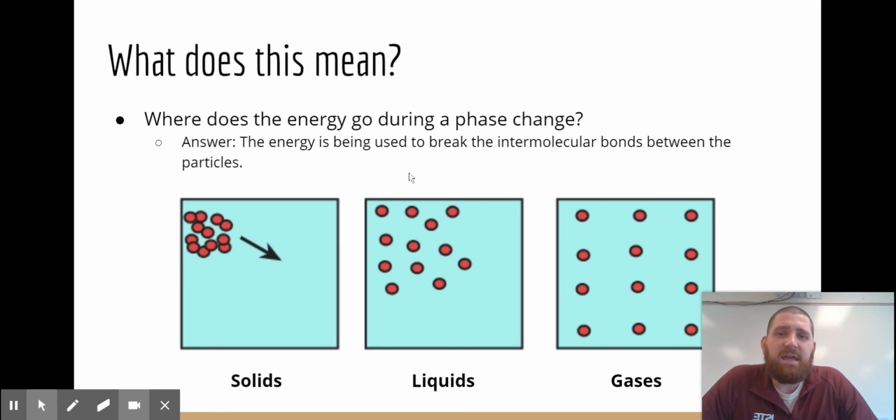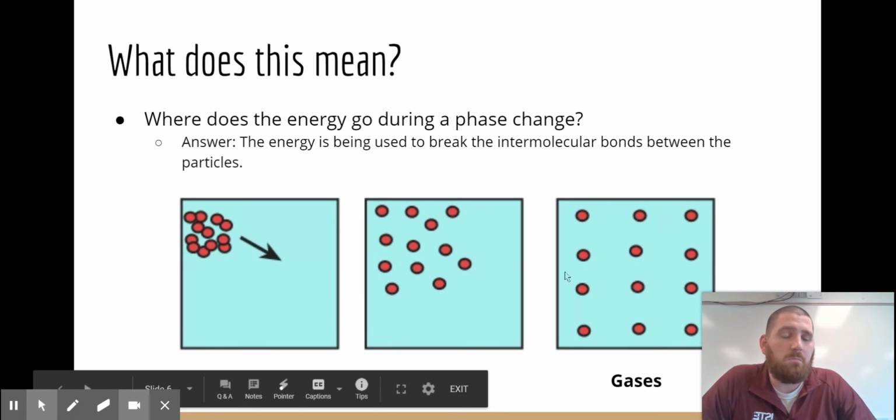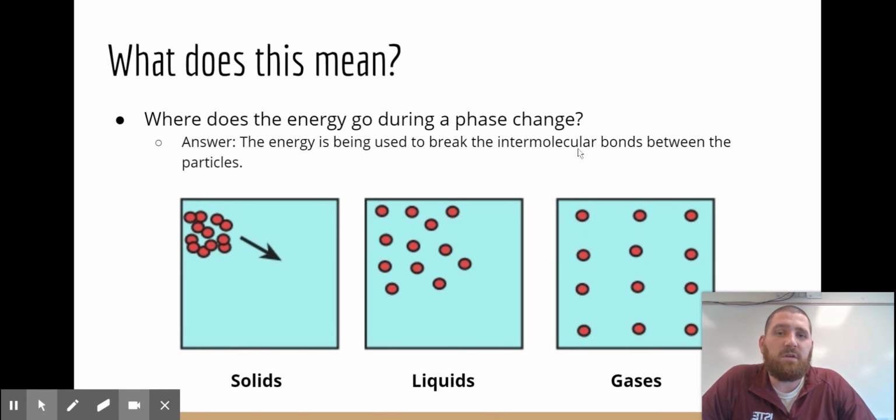Now, guys, if you said that that energy was being used to break down the intermolecular bonds that we were talking about earlier, you were correct. If you didn't, that's okay. You can see here in our solid, our particles are all stuck together and very close. In our liquid, they start to spread out. In our gas, they spread out even more. Now, this is because those intermolecular bonds are being broken down, and it's allowing those particles to move around more freely.